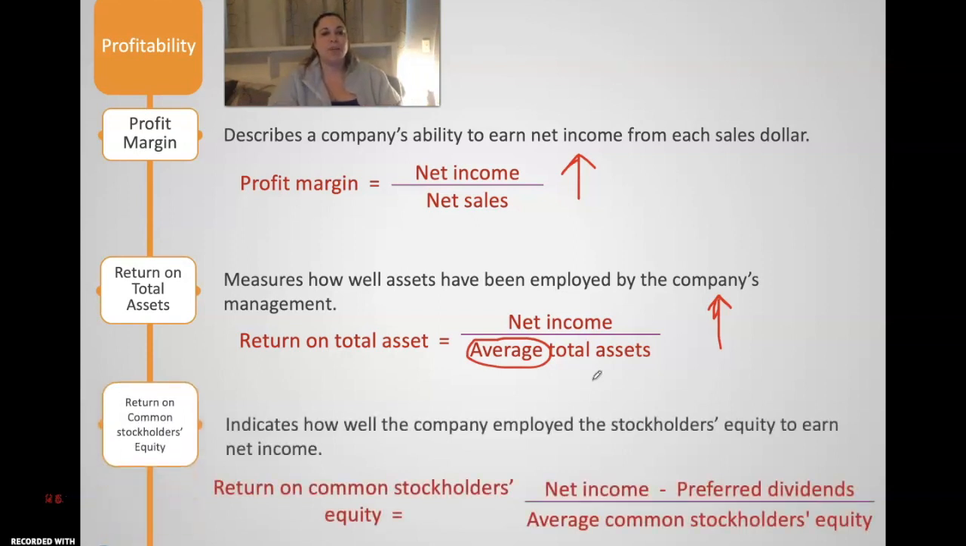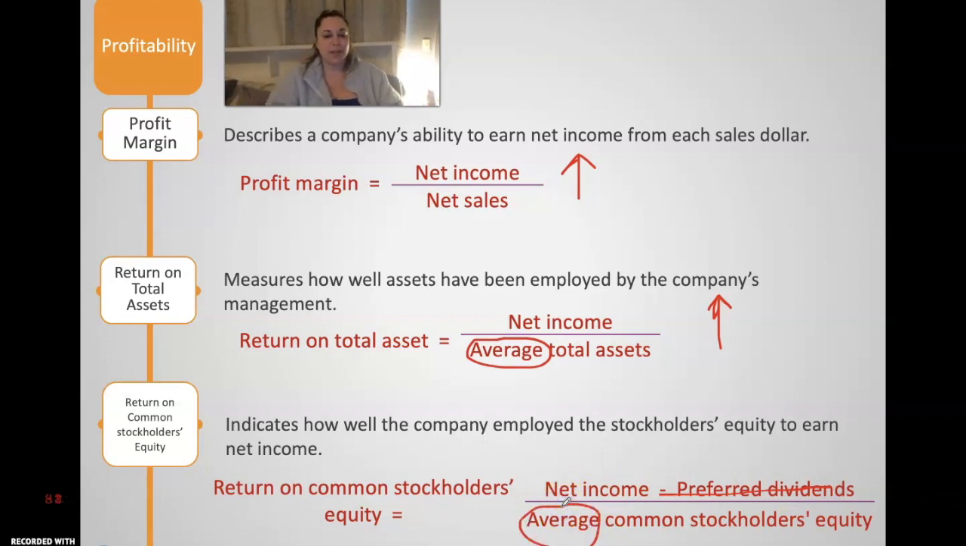Okay, return on common stockholders' equity. This one here is a little bit more difficult as well. It indicates how well a company employed the stockholders' equity to earn net income. So it's kind of similar to return on total assets. Are we earning income from our assets here? Are we earning income from issuing stock? So we have net income minus preferred dividends. If a company does not have any preferred stock or preferred dividends, you just wouldn't do anything. It would just be net income divided by average common stockholders' equity.